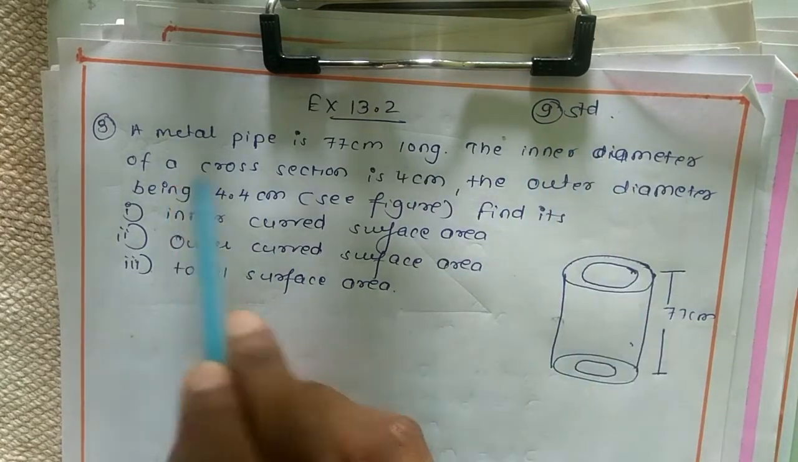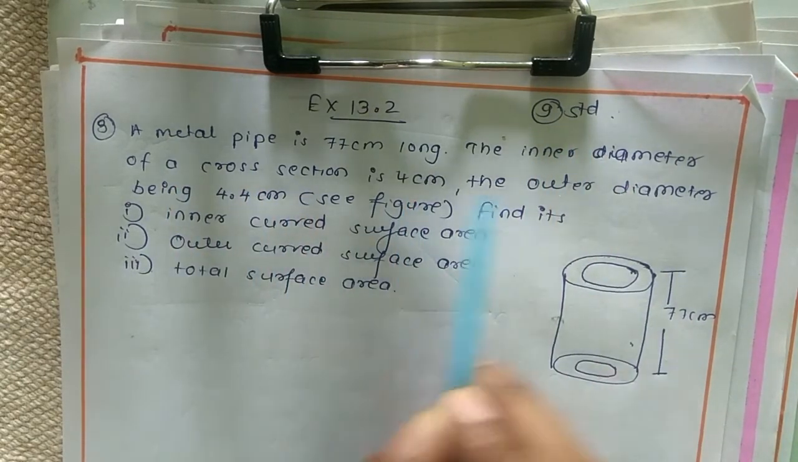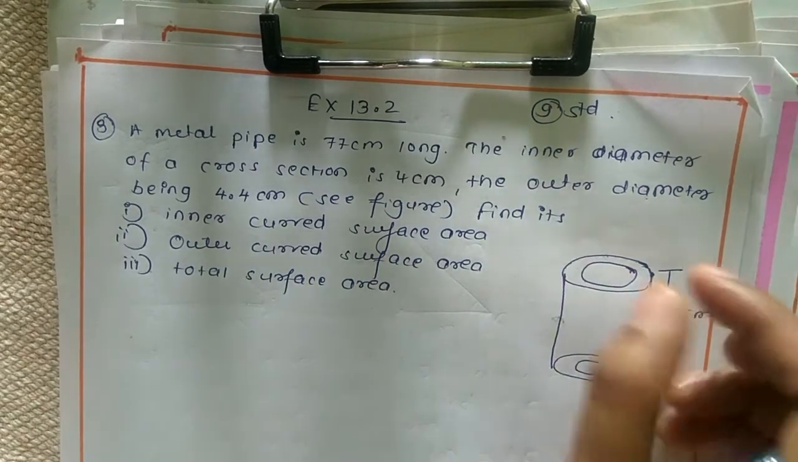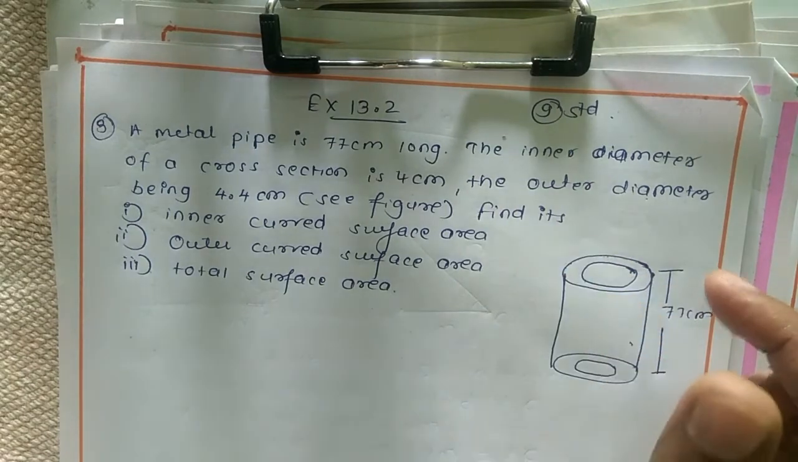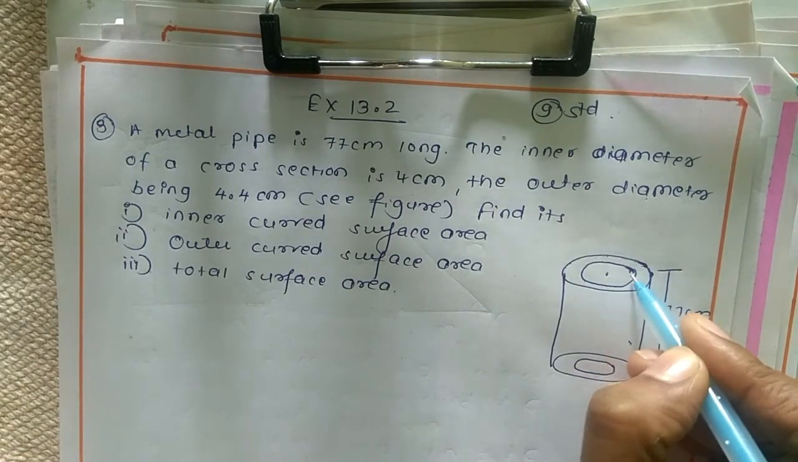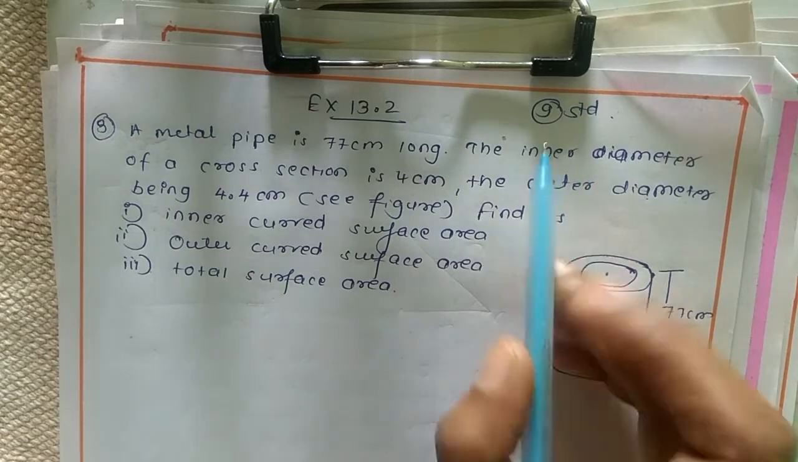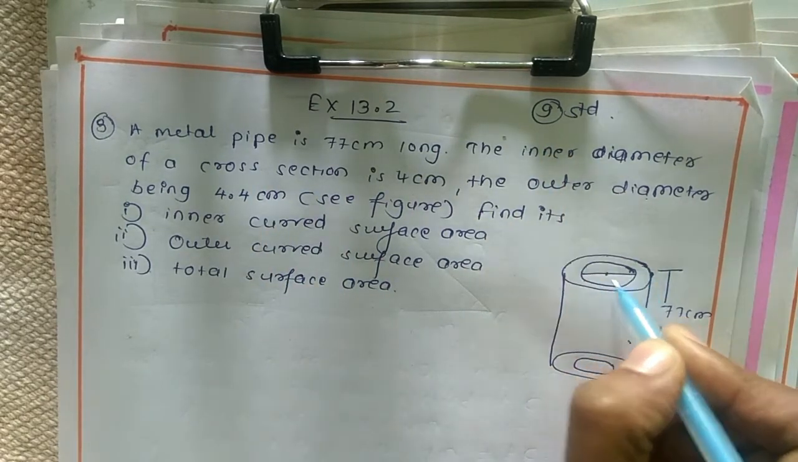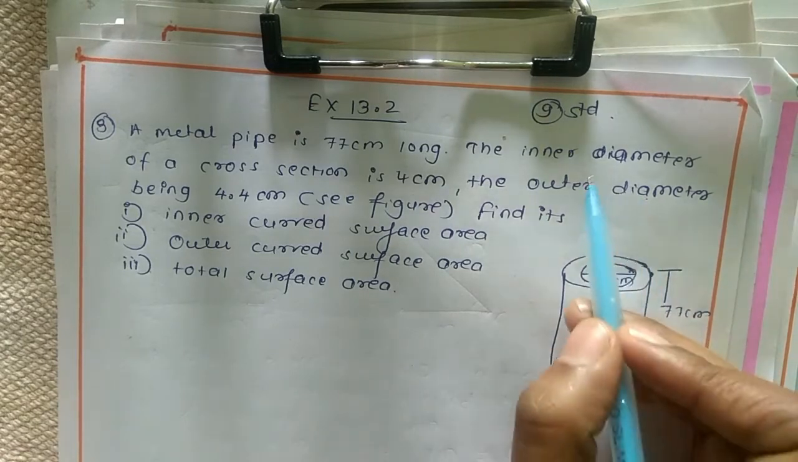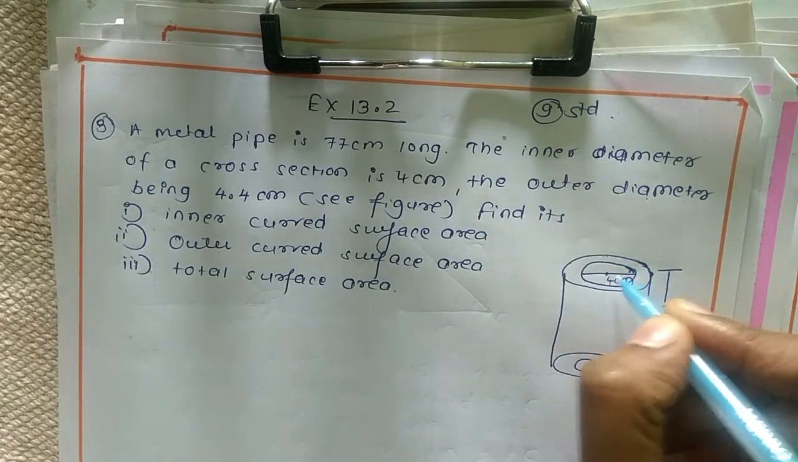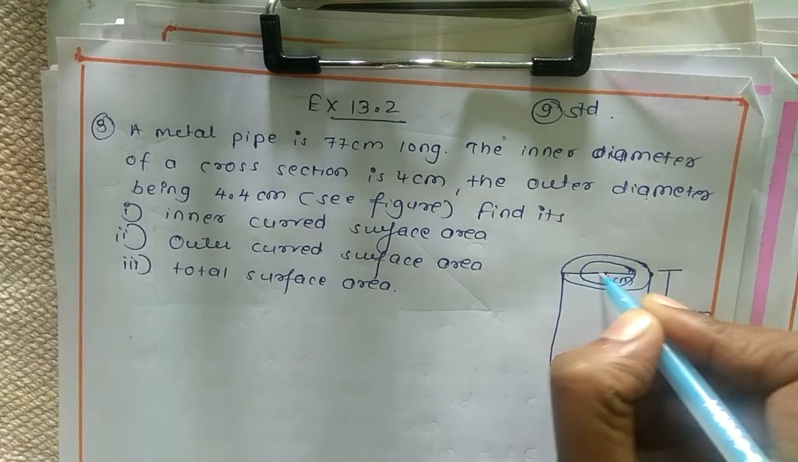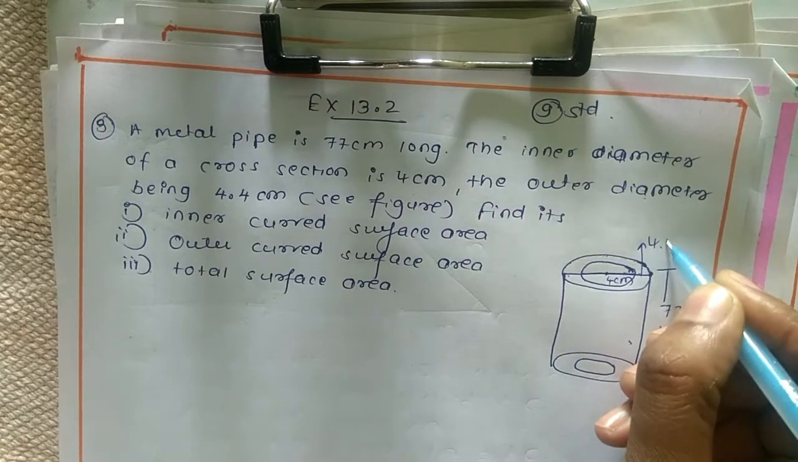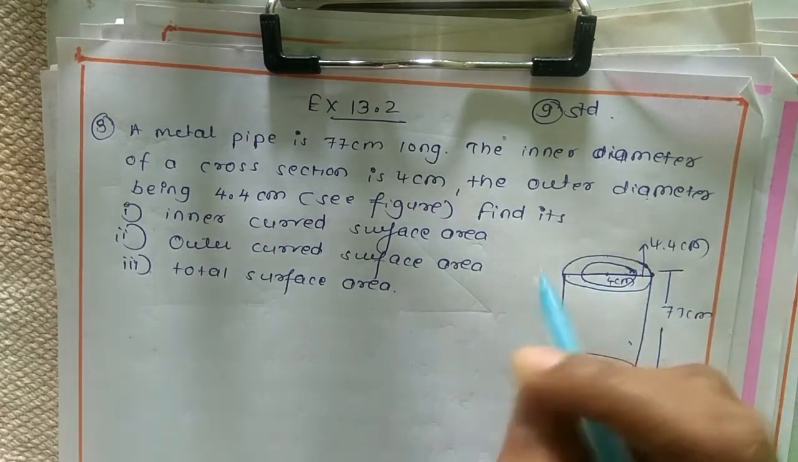The inner diameter of cross section is 4 centimeter and the outer diameter. When it is said that inner and outer diameter, it means what? The pipe or the cylinder has some thickness. It has not only one radius, it is having two radii. So the inner diameter of cross section is 4 centimeter. So let us take this inner diameter, that is 4 centimeter. And the outer diameter is 4.4. So this full outer diameter, if we take, that is 4.4 centimeter.